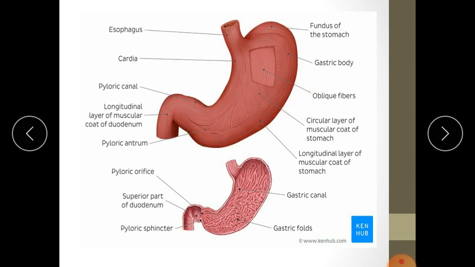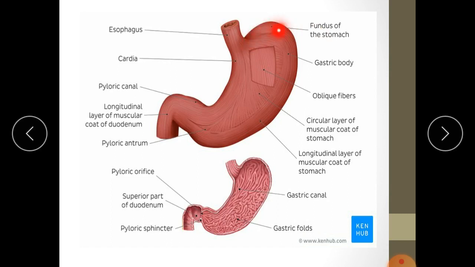So the stomach has different parts. This part is called the cardiac part. This is the esophagus. The esophagus is connecting to the stomach, right? And this part is called the cardiac part. And this part is called the fundus, a somewhat elevated part. The stomach comes just below the diaphragm. Here the diaphragm is present. The diaphragm is a muscular partition between the chest cavity and the abdominal cavity.